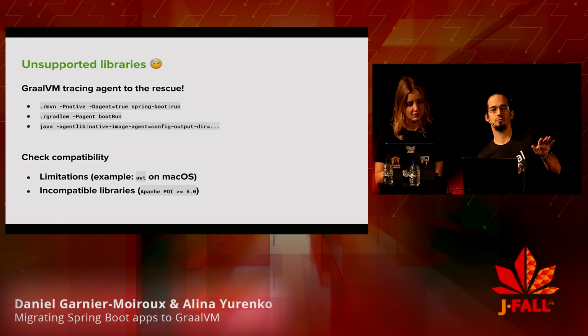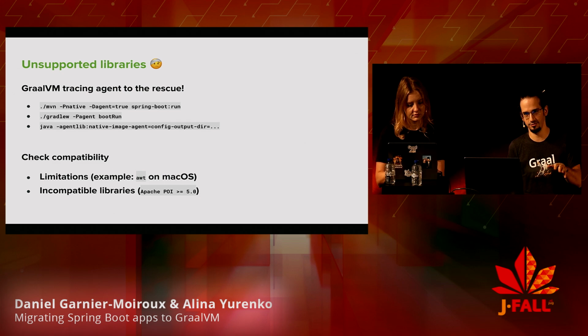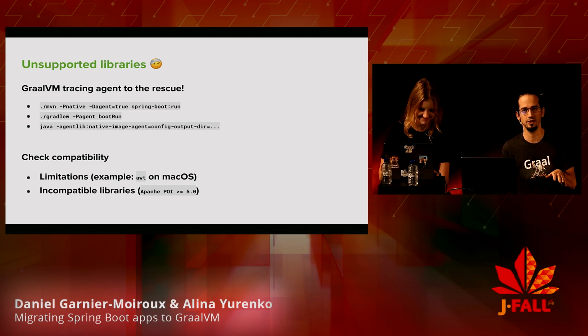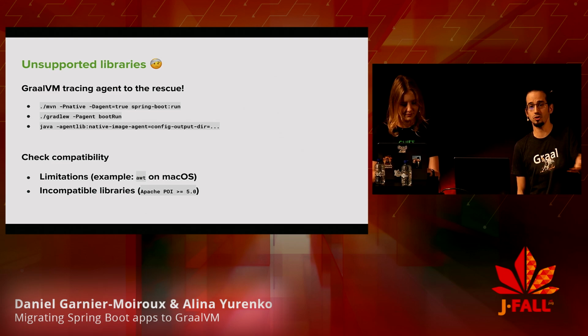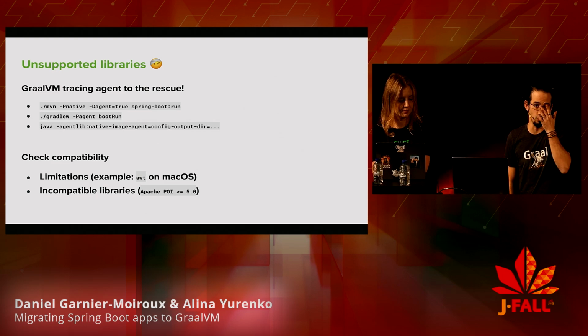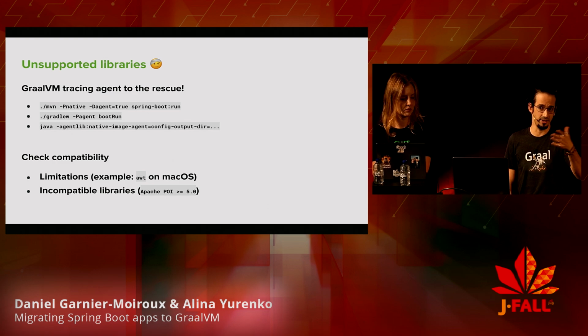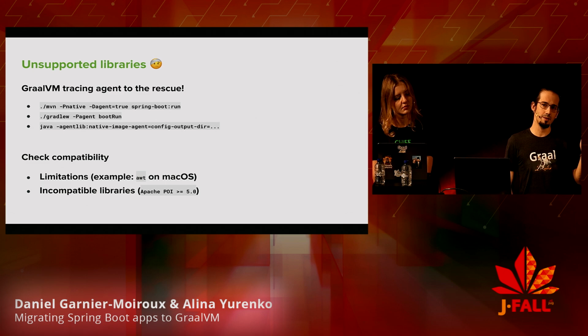You do need to check compatibilities, though. Sometimes there are things that are not supported yet. For example, if you're doing AWT, Abstract Window Toolkit on Java, it doesn't work on macOS. The GraalVM team has done work to make it work on both Linux and Windows, but it doesn't work on macOS. So if you compile a Mac binary with AWT, that's not going to work. Some libraries might be fully incompatible.